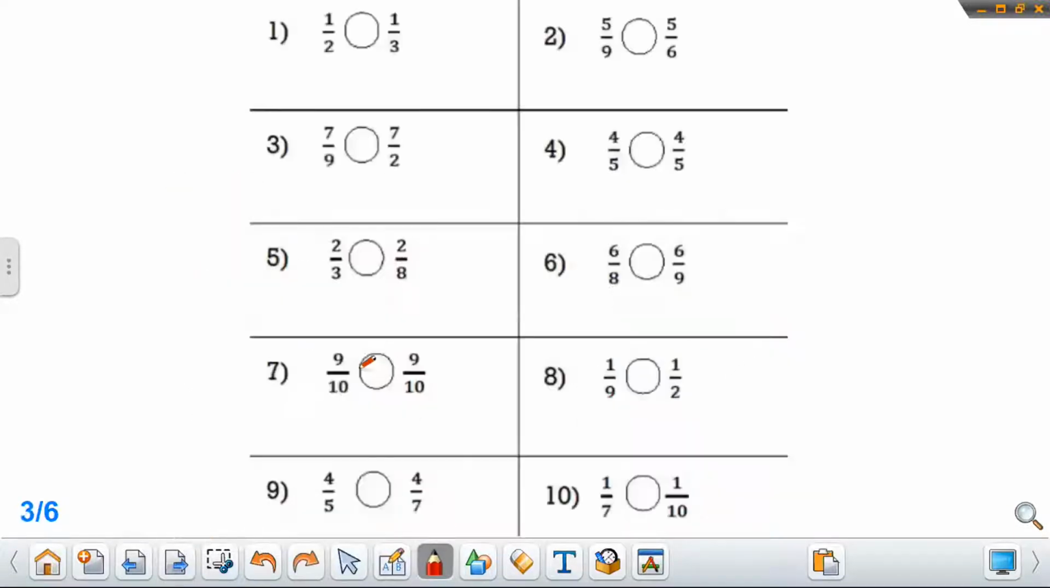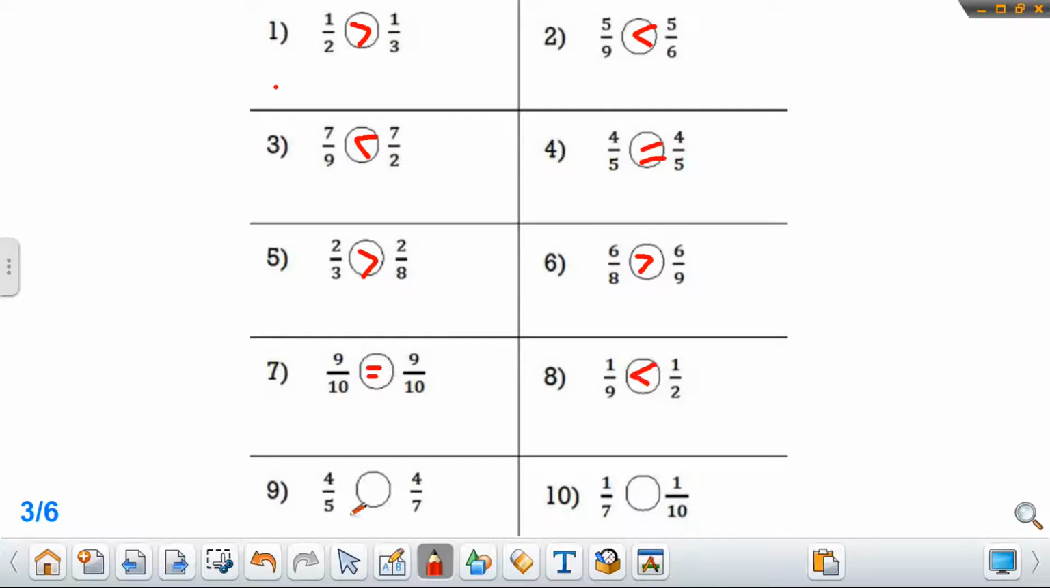Next, now we have the same numerator. Now it's a half and a third. Of course, a half is bigger than a third. And here 5 out of 6 and 5 out of 9. So of course it's 5 out of 6. Here 2 out of 3 and 2 out of 3, excellent. It's obvious they are equal. 2 out of 3, 6 out of 8, they are equal.